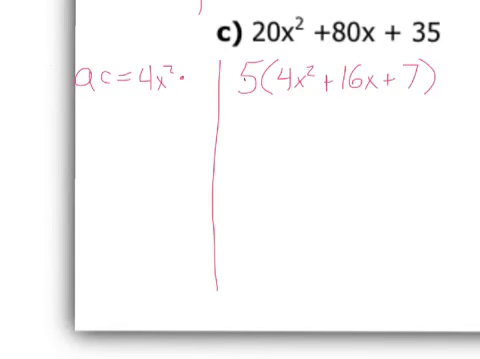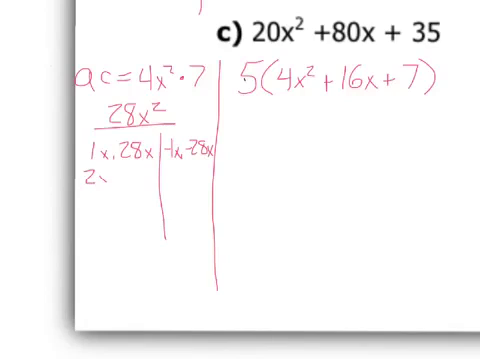And my C is 7. So 4x squared times 7, that's 28x squared. So I'm finding the factors of 28x squared, and I want the factors that add to 16. So I start with 1x, 28x. I also have negative 1x and negative 28x. Neither one of those add to 16.